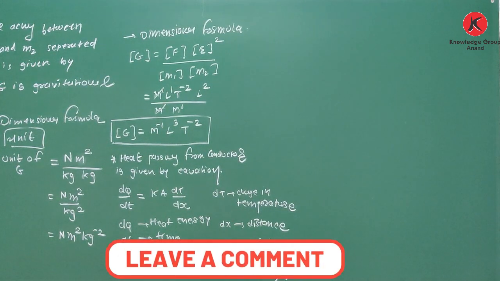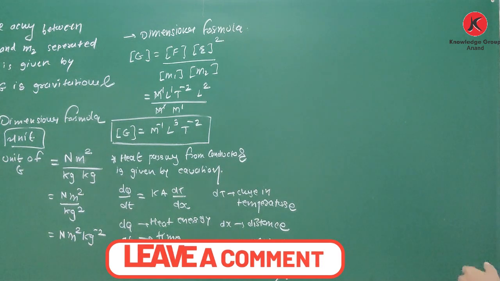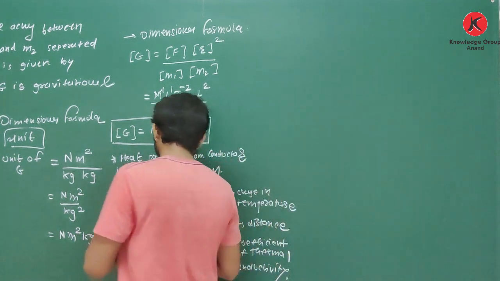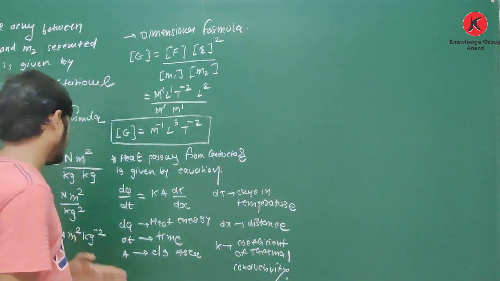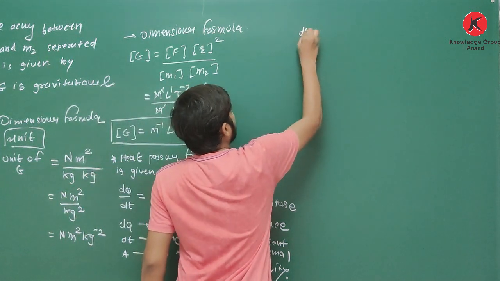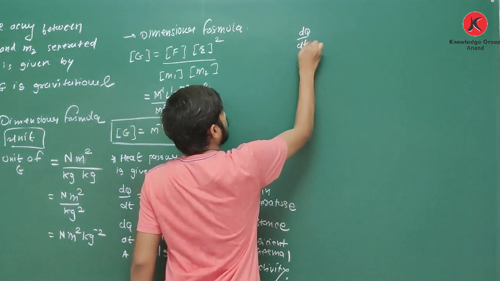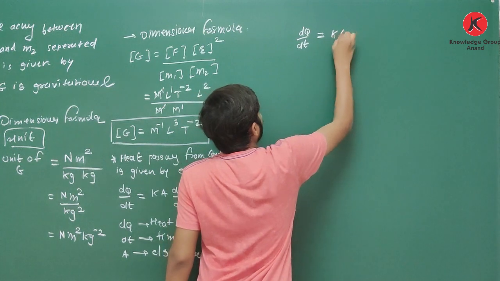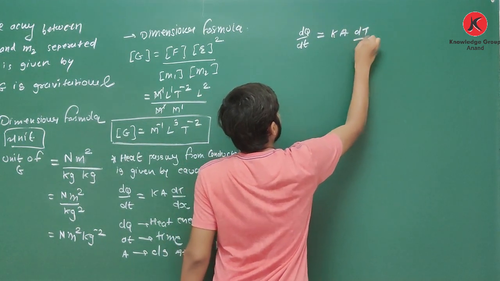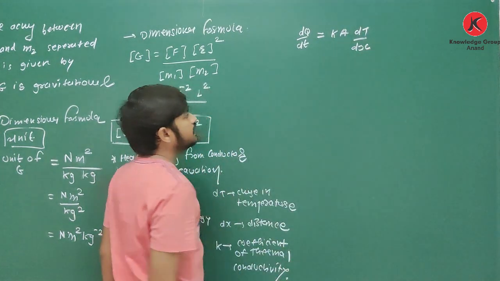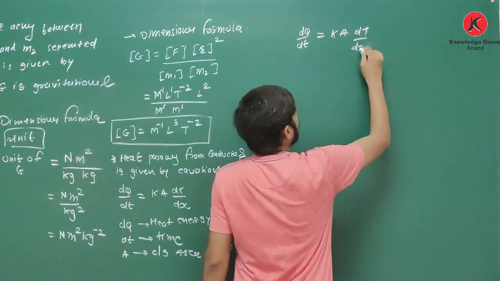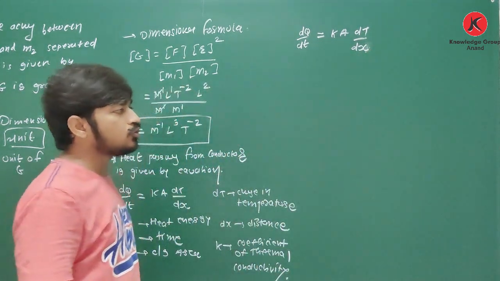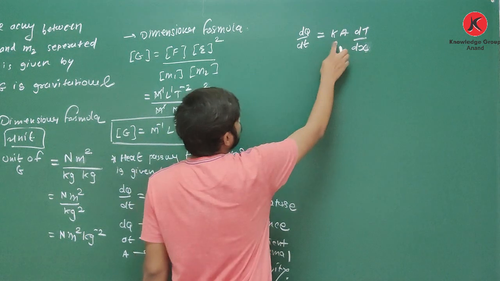Yes, you have to obtain the dimensional formula of K. So first of all, you have to make this K the subject. See, again I will write the equation. It is dQ/dt = KA dT/dx. So first of all, we have to make K the subject. How to make K the subject?